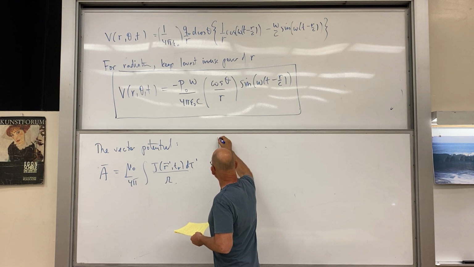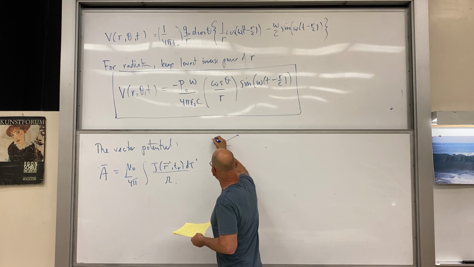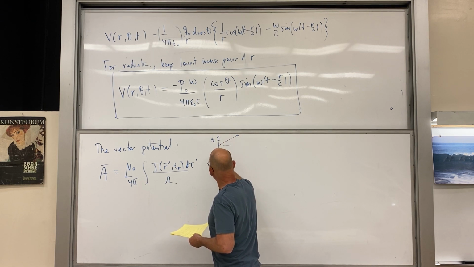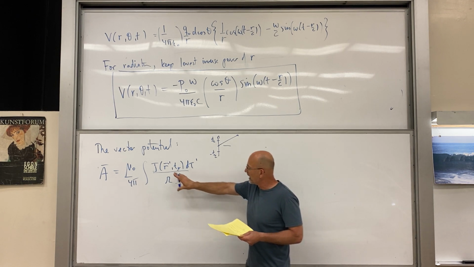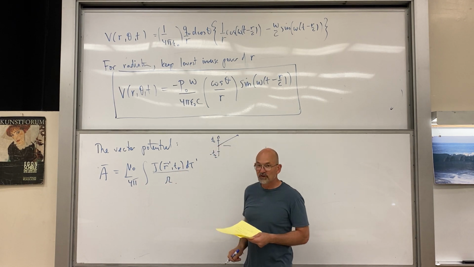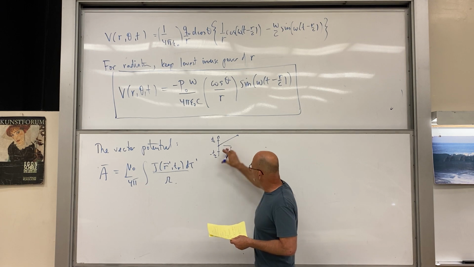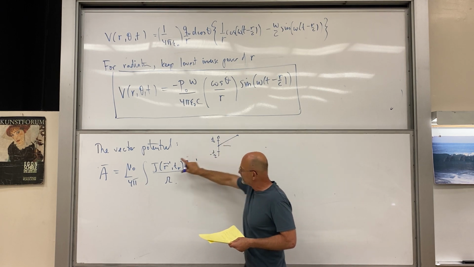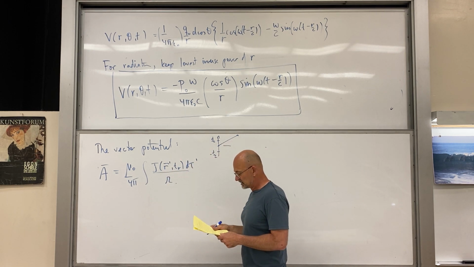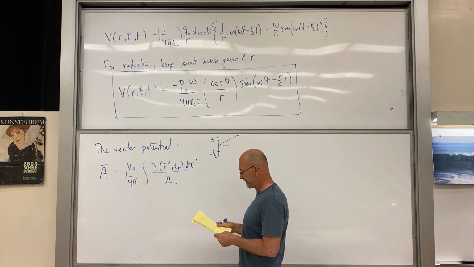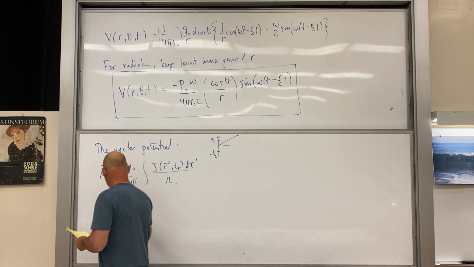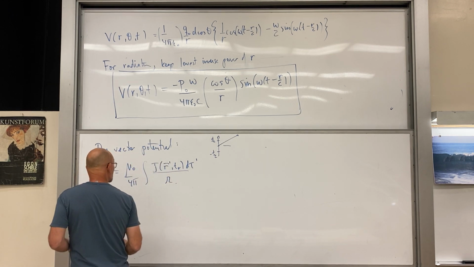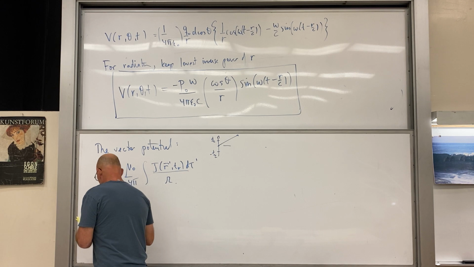I'll just remind you guys. Here's our origin, here's our angle. We've got d over 2 and minus d over 2. So we evaluate the integrand at the origin, multiply it by d, which is the length of that integral, and we're done. Having said that, and maybe I'll put a word or two about that, this is what we get.